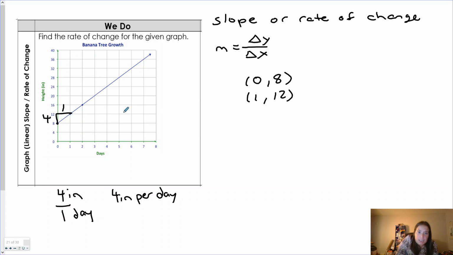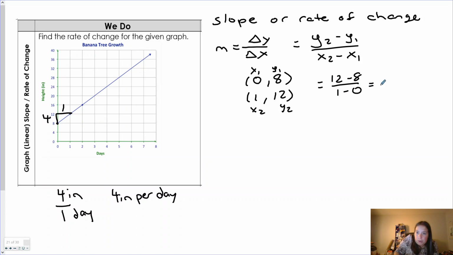If you think you're going to mess up, you can write these points and you can use the formula: y2 minus y1 over x2 minus x1. So let's look. We have x1, y1, x2, y2. So we have 12 minus 8 divided by 1 minus 0, which equals 4 over 1. Same answer.